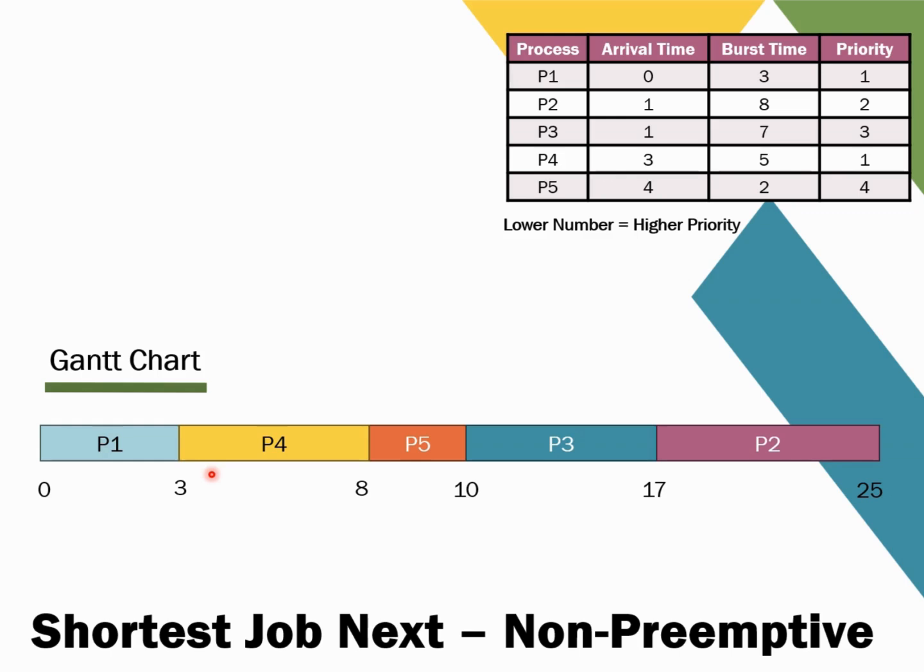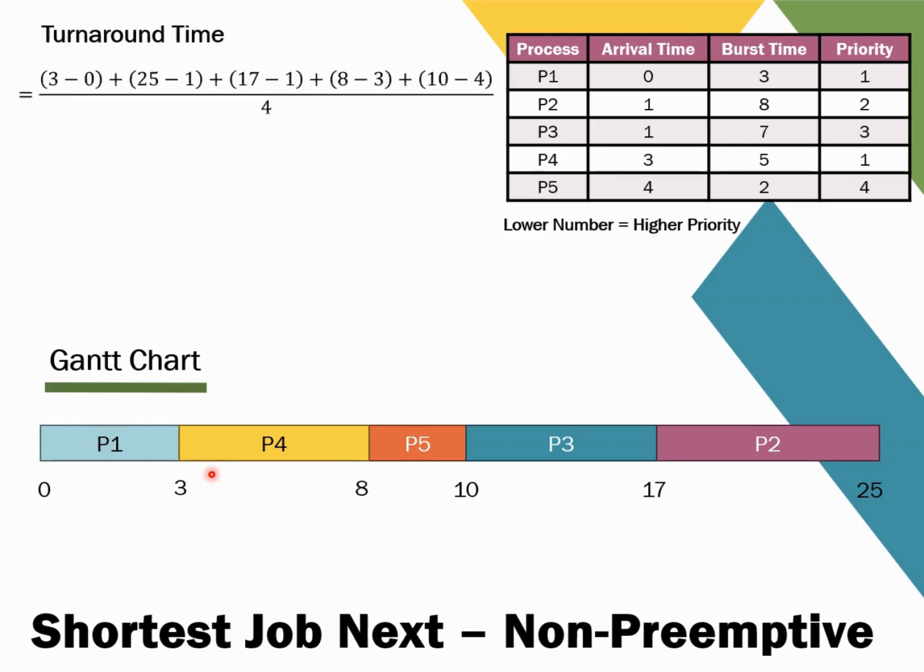Let's start to calculate the turnaround time and waiting time. So for turnaround time, as we know, we need to subtract the arrival time from the completion time. For P1, the completion time is 3 and arrival time is 0. So 3 minus 0. For P2, completion time is 25, but the arrival time is 1. So 25 minus 1, you can see here. For P3, the completion time is 17. Arrival time also 1. So 17 minus 1. The next one, for P4, the completion time is 8 and arrival time is 3. 8 minus 3. And at the end, P5 completed at 10, arrival 4, so 10 minus 4.